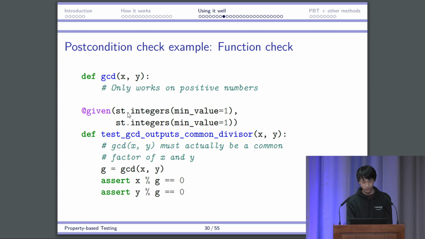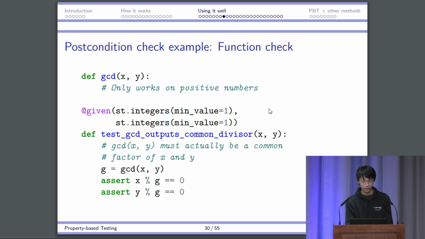And I tell Hypothesis to generate two integers that are greater than or equal to 1. Then for these two integers, I calculate the GCD of them with my function, and I check if the output is actually a common factor. A postcondition of the GCD function is that the output has to be a common factor of x and y. This doesn't guarantee that it outputs the greatest common factor, but it should be a sanity check.